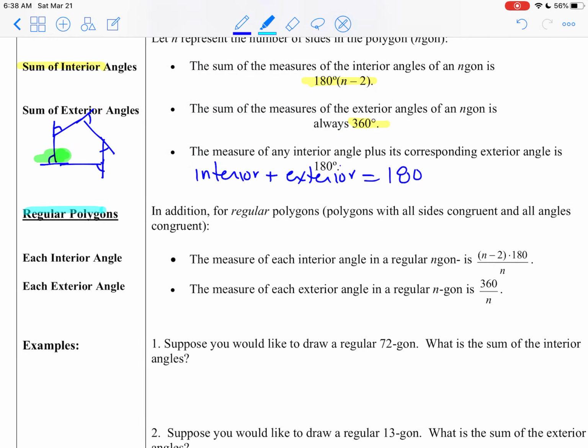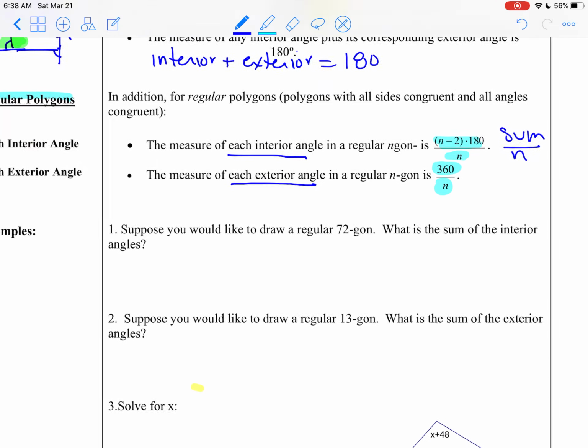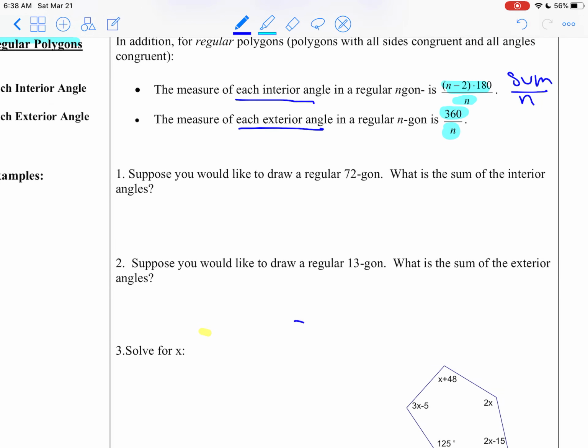Now this next part is only for regular polygons. Because a regular polygon has all angles congruent, we can find the measure of one angle by doing n minus 2 times 180 over n. So just basically taking the sum and dividing it by the number of sides. We can also do the same for the exterior. Since all the exterior angles add up to be 360, we can take that, divide it by n, and that also gives us the measure of one. This is for each interior angle or each exterior angle.